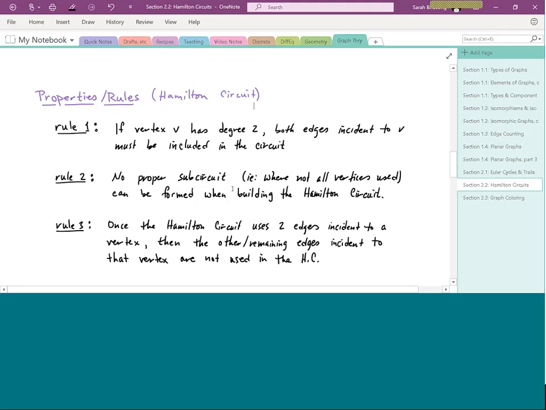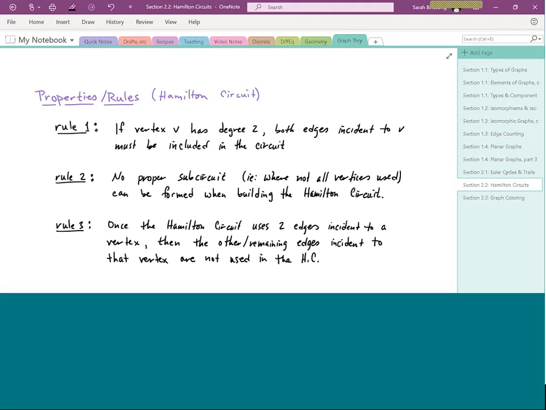And lastly, the third rule says once a Hamilton circuit uses 2 edges that are incident to a single vertex, then all of the other remaining edges that are incident to that vertex are not going to be edges that we're going to travel over. Why? Because it's going to make it so that you won't visit that vertex a second time is what this does. So all of these rules are really held together all at once. So let us look at a little example where we start applying these rules.